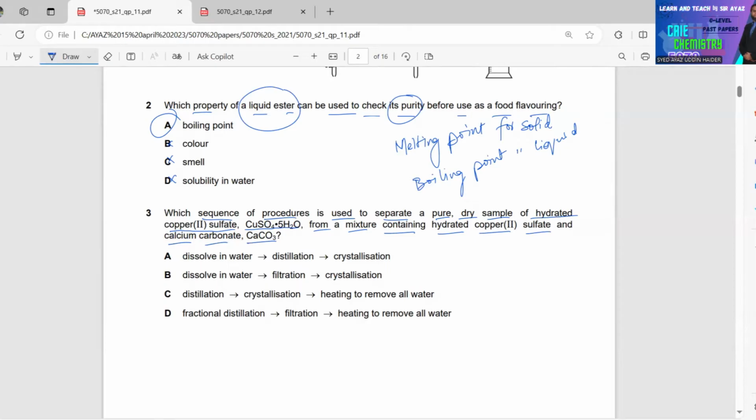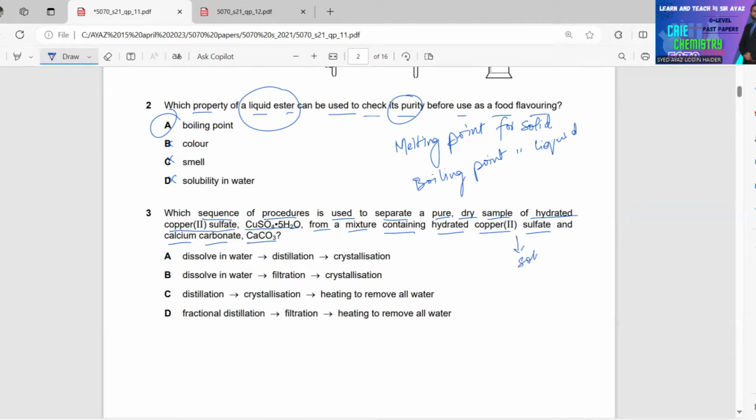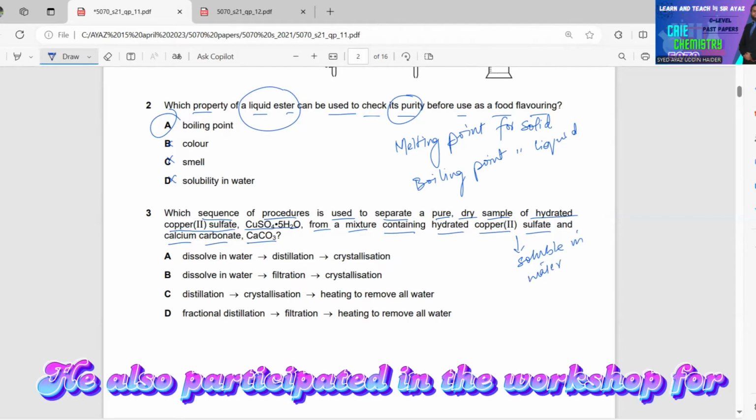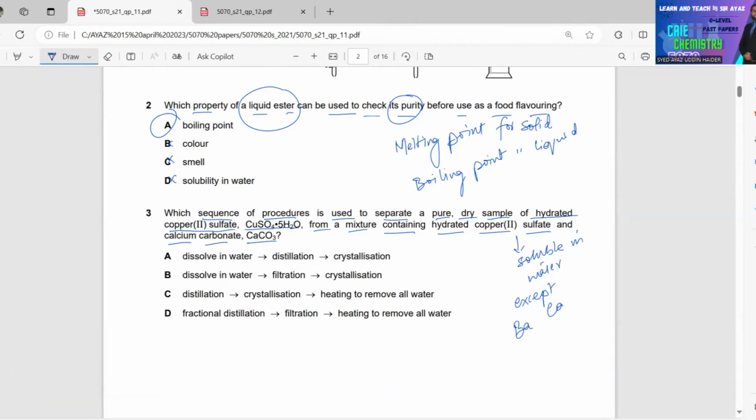First of all, you should know which of these is soluble and insoluble in water. Hydrated copper 2 sulfate, it is soluble in water because all sulfates are soluble in water except besan ke laddu. Besan ke laddu means Ba for barium, Ca for calcium, laddu, Pb, lead. These sulfates are insoluble. What about carbonate?